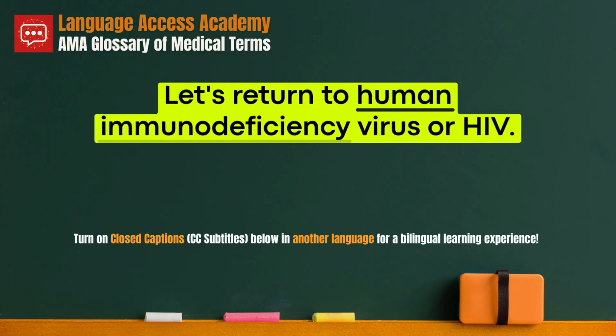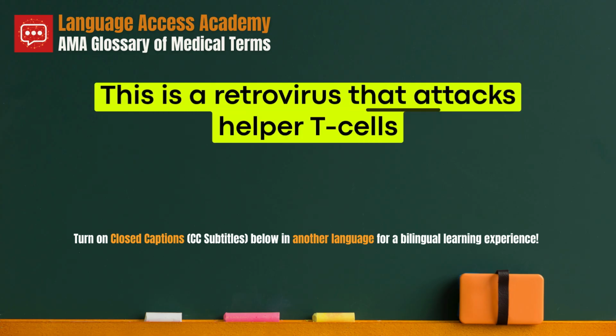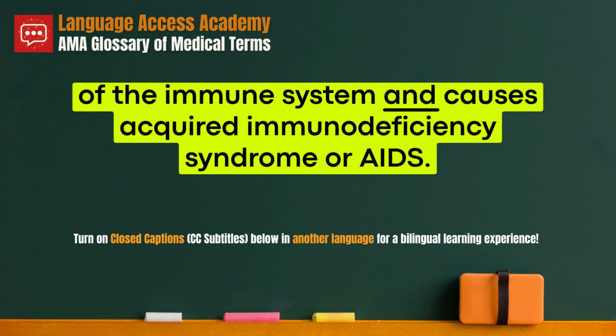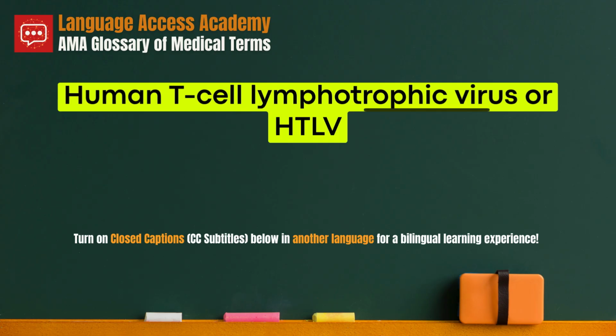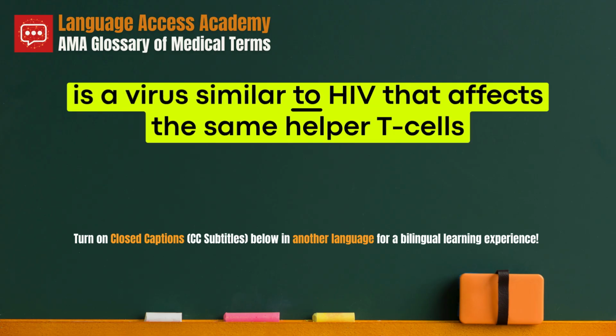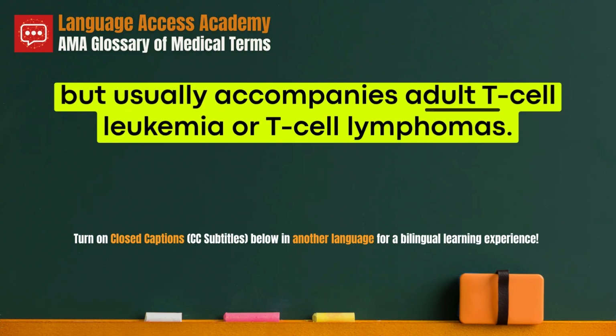Let's return to human immunodeficiency virus, or HIV. This is a retrovirus that attacks helper T cells of the immune system and causes acquired immunodeficiency syndrome, or AIDS. It is transmitted through sexual intercourse or contact with infected blood. Human T-cell lymphotrophic virus, or HTLV, is a virus similar to HIV that affects the same helper T cells, but usually accompanies adult T-cell leukemia or T-cell lymphomas.